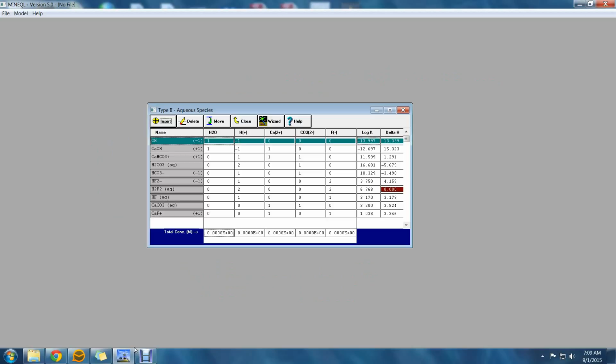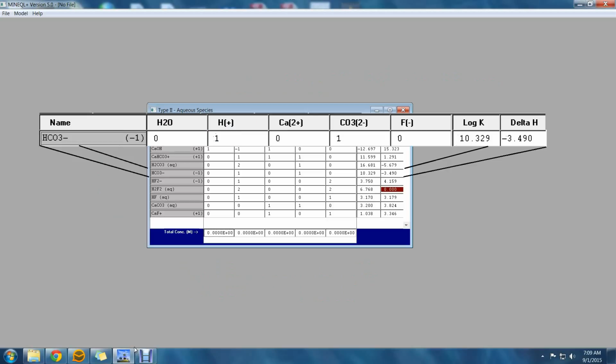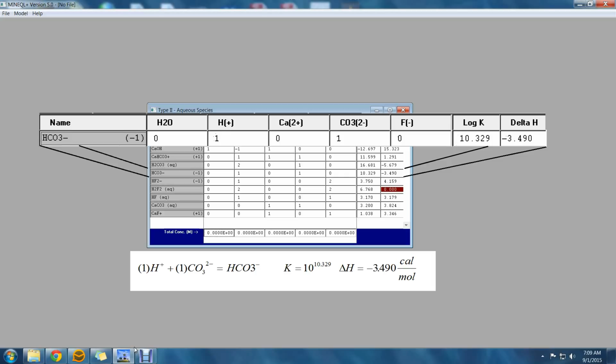For example, the bicarbonate species in Tableau format looks like this. Notice that there is only a non-zero value in the columns for proton and for carbonate. In standard chemical notation, this would be written in the following way.